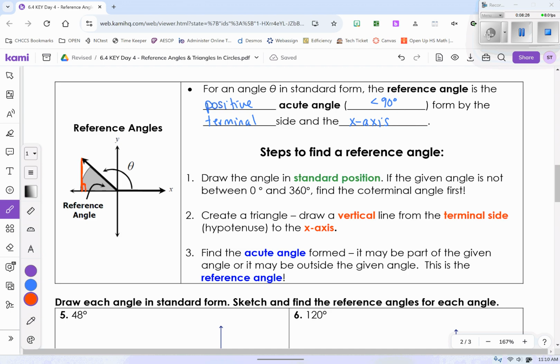And the reference angle, again, is the positive acute angle formed by the terminal side and that shortest angular distance to the x-axis. So if you're on the left side of the y-axis, you're using the negative x-axis. If you're on the right side, then you would use the right side. Then you're going to find the acute angle formed. It may be part of the given angle, or it may be outside the given angle, such as in the picture over here. This is called a reference angle.